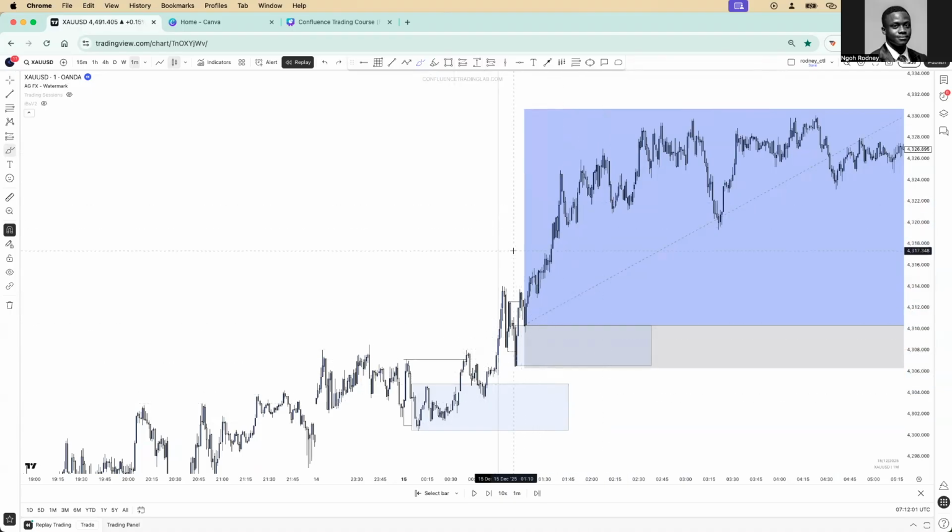So this order block here can actually serve as a liquidity sweep point. Remember what I said was that control is what drives market. Direction tells you where the market is going to. Control is what drives markets, okay?